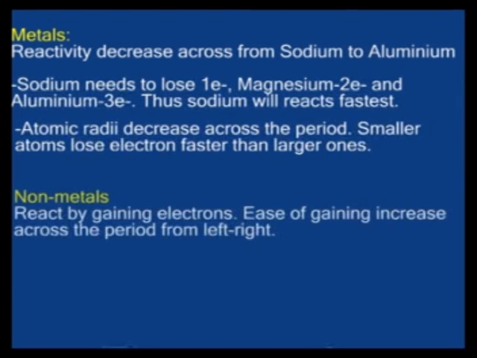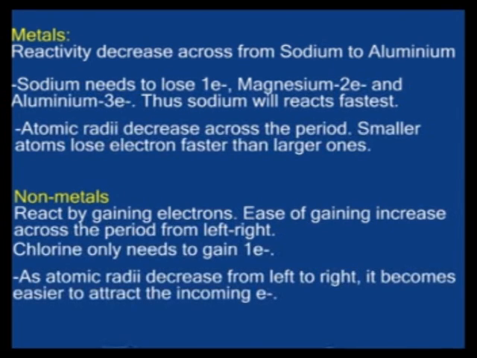For nonmetals, they react by gaining electrons. The ease of gaining electrons increases from left to right, with chlorine only needing to gain 1 electron. Therefore, chlorine will react fastest. Also, as the atomic radius decreases, it becomes easier to gain an electron. Why? Because that electron is experiencing attraction from the nucleus of the host atom.